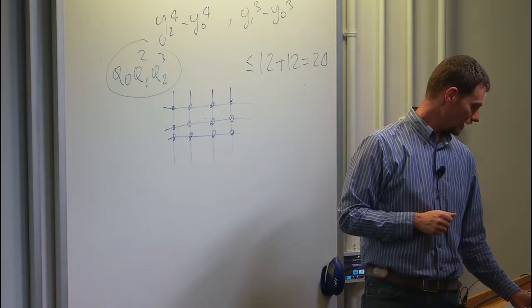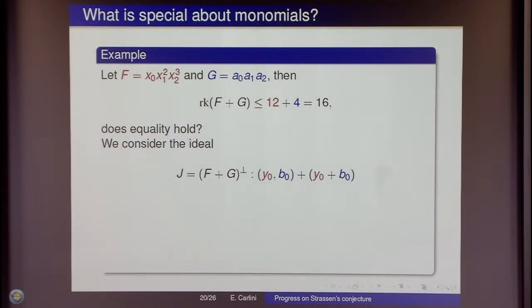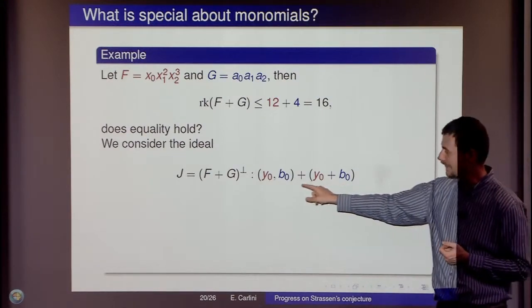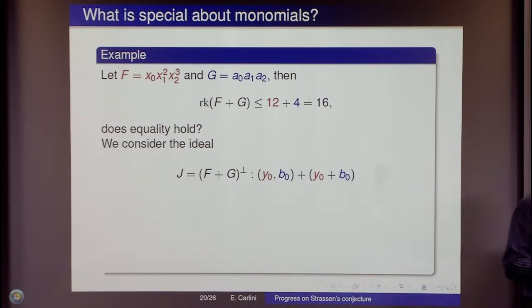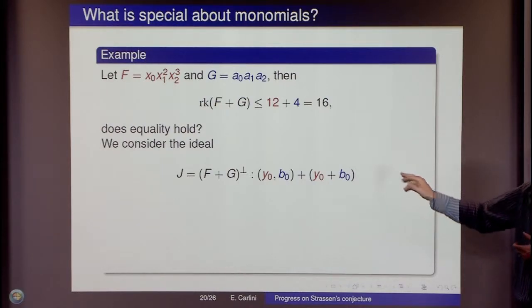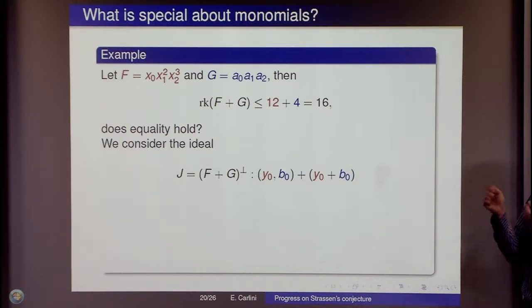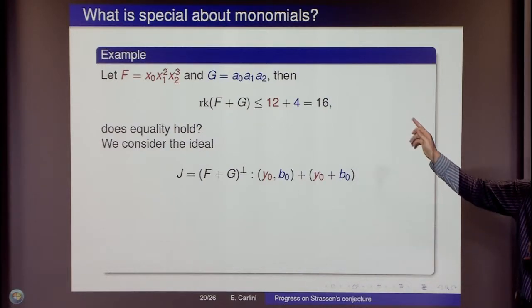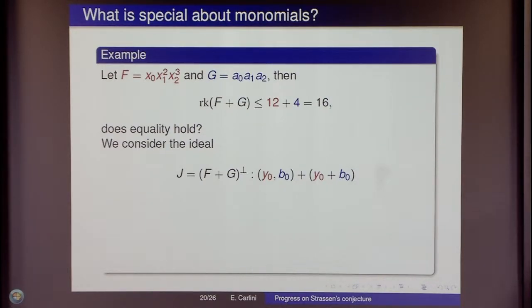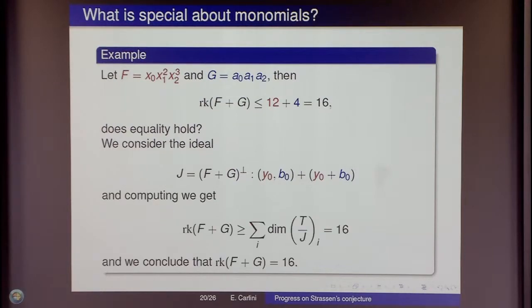What is important is that when you want to perform the game we played before, you remember that ideal I before was just y0. Now it is with two generators, y0 and b0. And then the linear form you pick here is y0 plus b0, which is a general linear form because you can rescale. No coefficients are important because you are in different sets of variables. Now, if you compute, you get the right number, which is not 16, but 24, as a lower bound. And so you manage to get that Strassen conjecture holds for the sum of these two precise monomials.